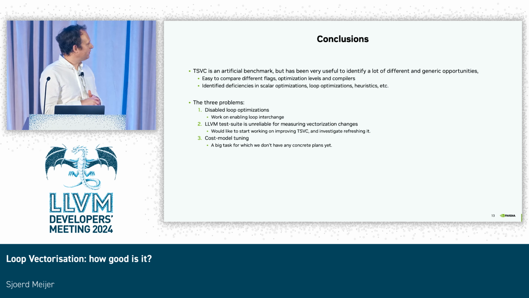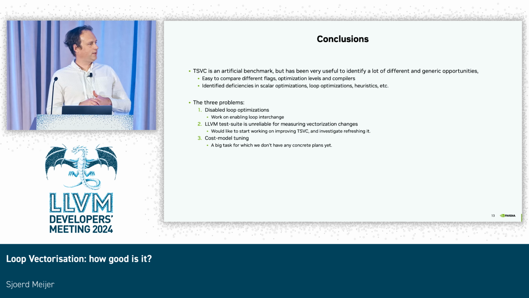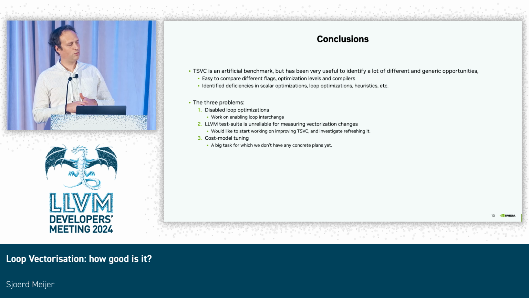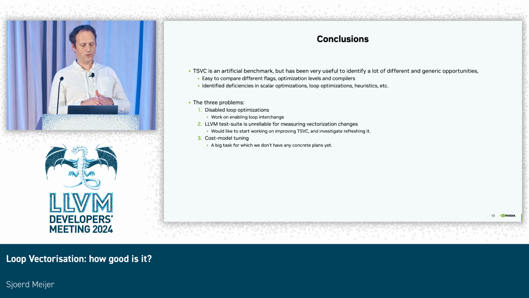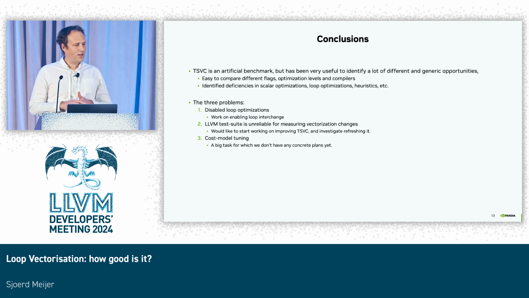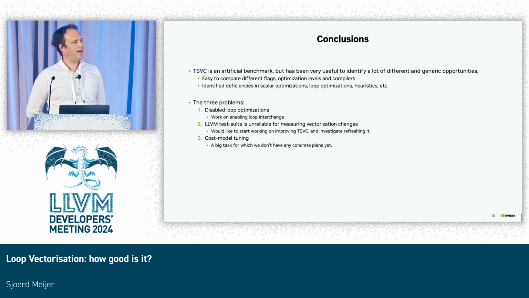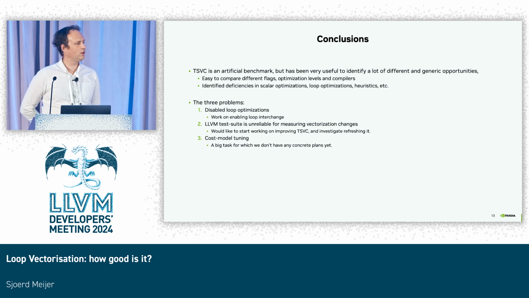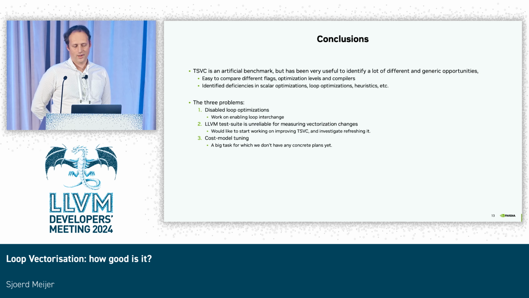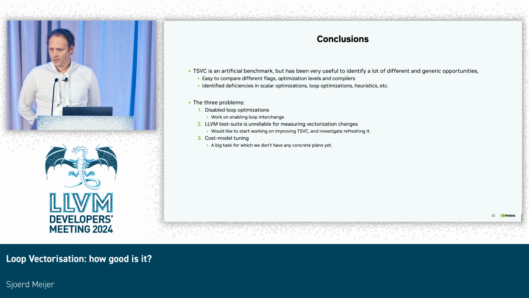So I talked about the 3 problems. All loop optimizations are disabled. We're going to work on fixing dependence analysis and hopefully get loop interchange enabled, hopefully soon. The LLVM test suite is unreliable for us to measure performance. So we'd like to start working on adding more representative benchmarks to it and actually fix some of them. And the one that we have on our wish list is the cost model. We think something needs to be done about that, but that's for another time. That's it. Thank you.